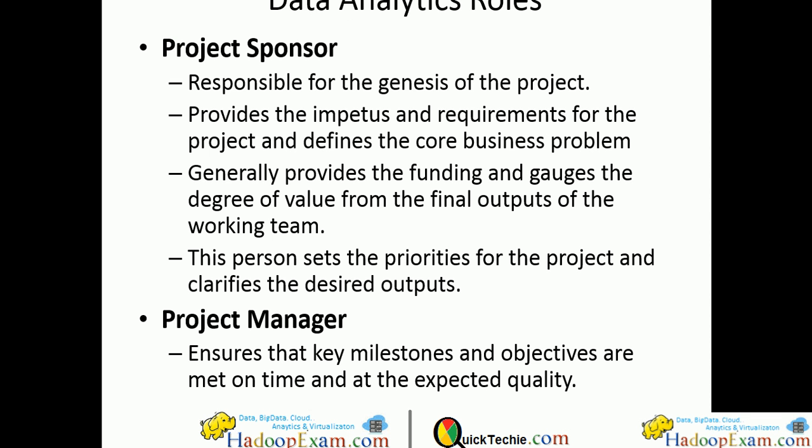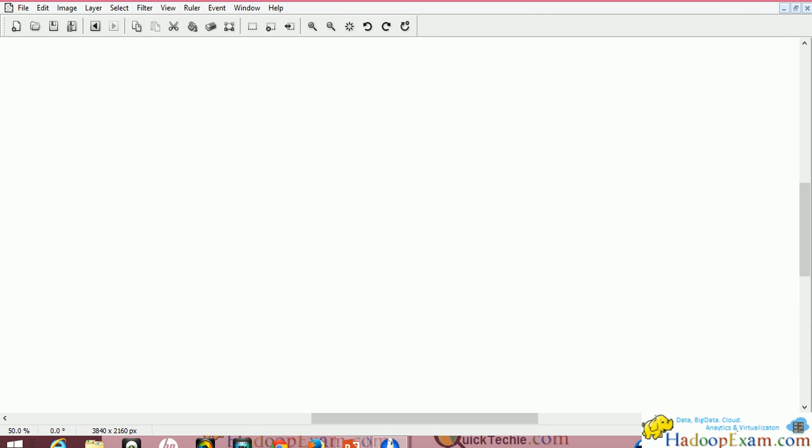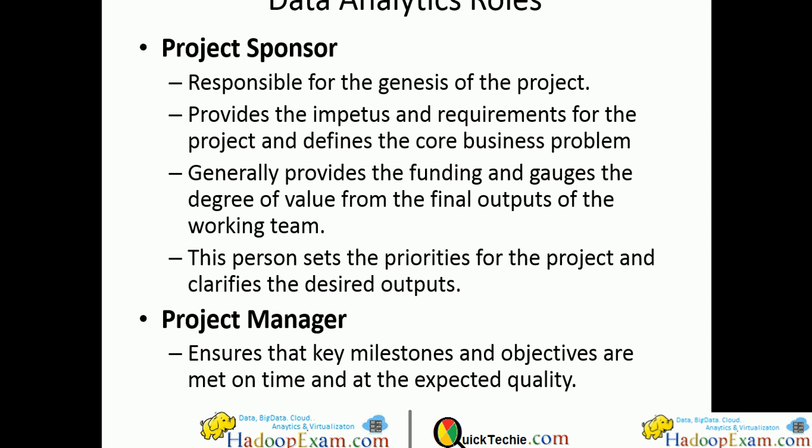Now, like project sponsors, the next role, responsible for the genesis of the project. Without this person, the project sponsor, these are the people who actually sponsor your project. These are the genesis. If these guys are not there, then there is no data science project, correct? So this has to be there. This is always with each project, not only data science projects. Provides the impetus and requirement for the projects and defines the core business problems.